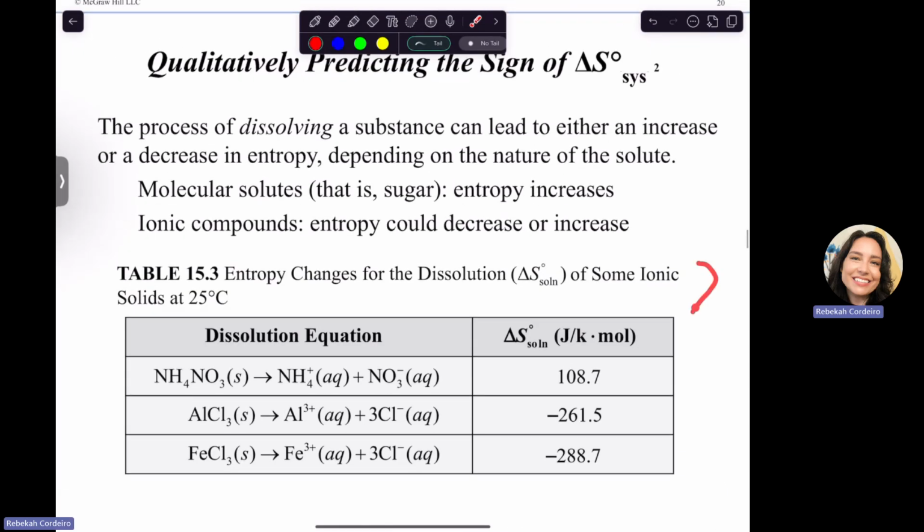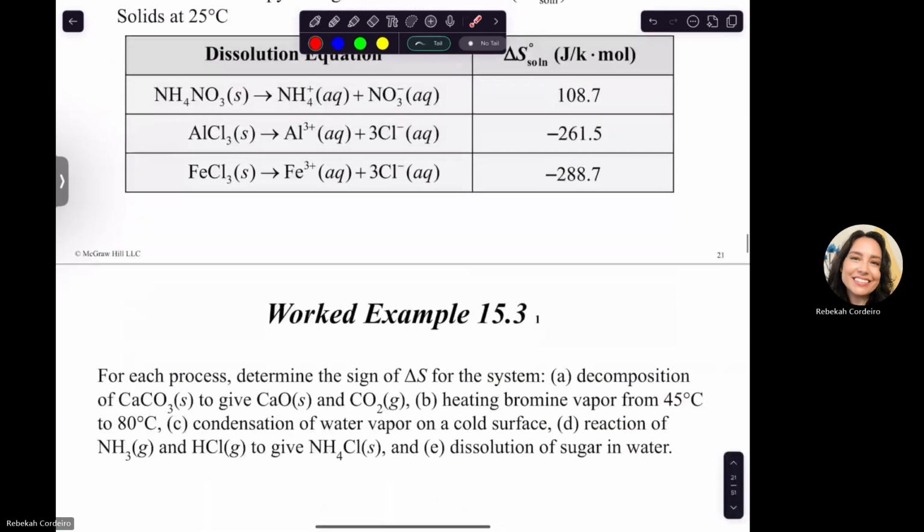We'll talk a little bit more about this in class. Just know that typically dissolving is going to increase entropy, but in some cases we can see here how the entropy is lowered when we dissolve these things. And we'll talk a little bit about why that may be in class.